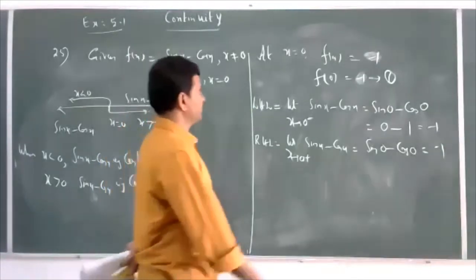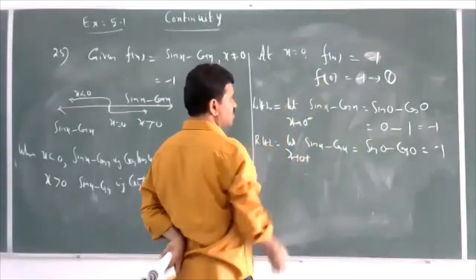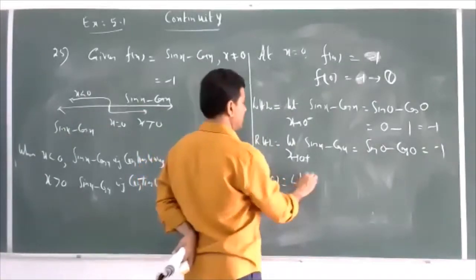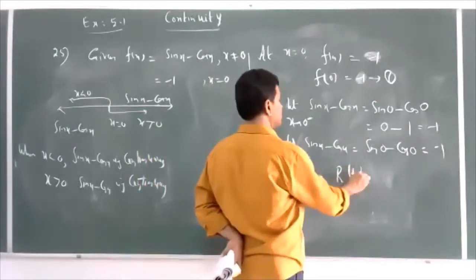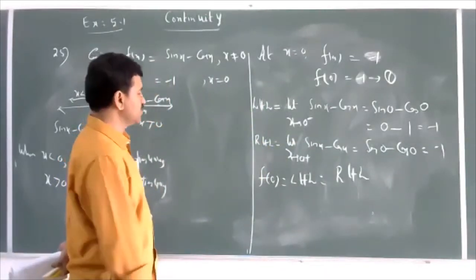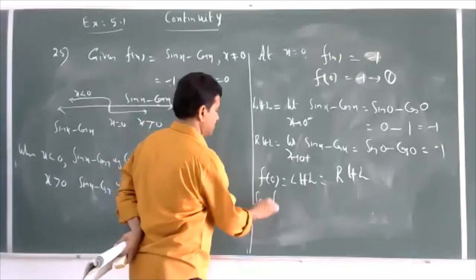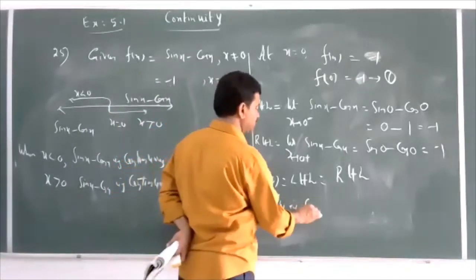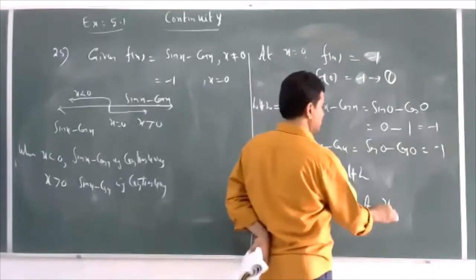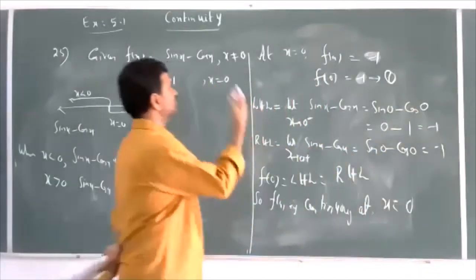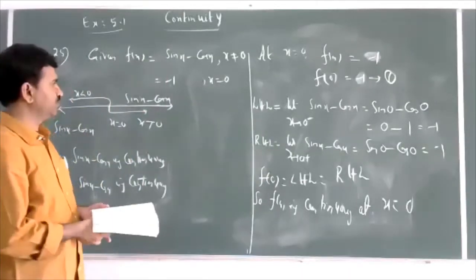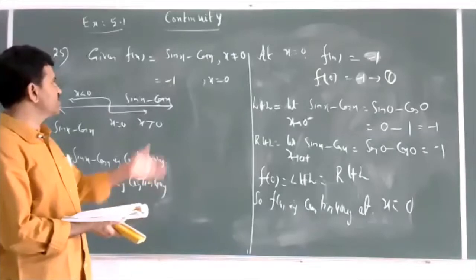Now see this one. Function value is equal to left limit is equal to right limit. f of 0 is equal to LHL is equal to RHL. So f of x is continuous at x is equal to 0. So f of x is continuous on R.